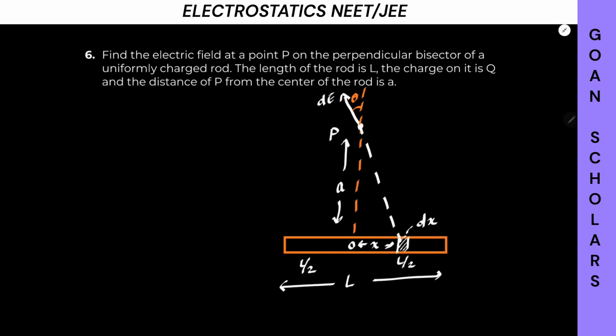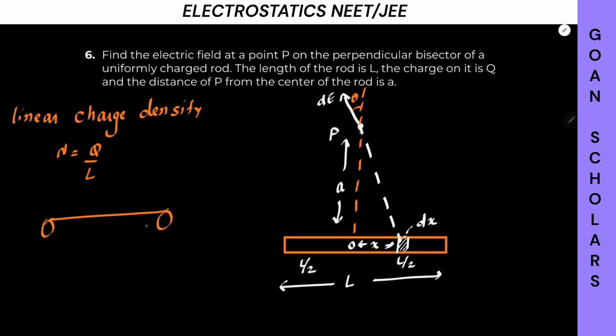Great. Now first thing, for a uniformly charged rod, what is constant? Linear charge density. What is linear charge density? Lambda, which is equal to Q by L, correct? Okay, great. So lambda is Q by L, which is fixed for this whole rod. How do you explain this?